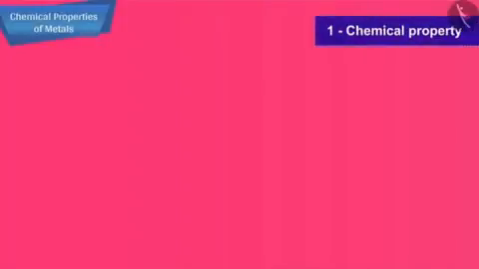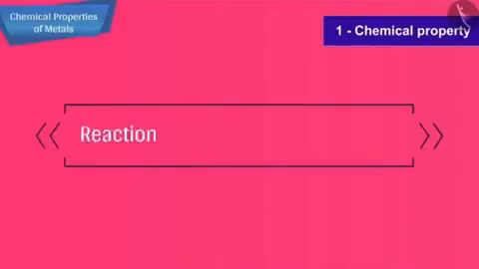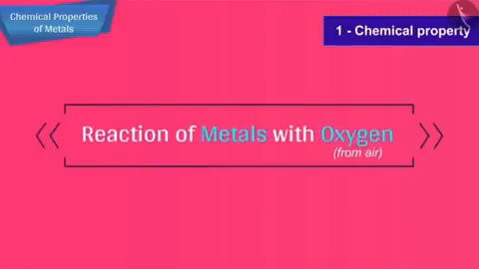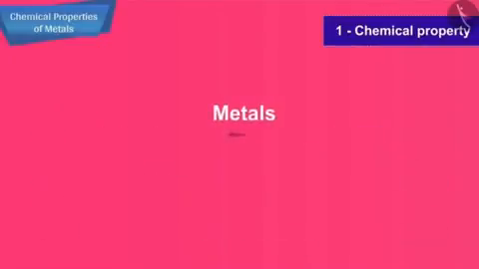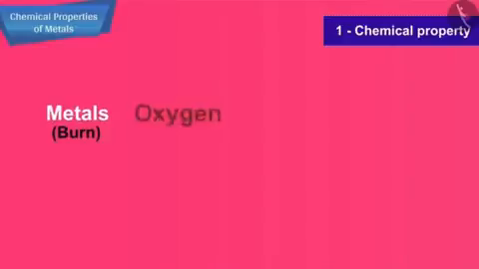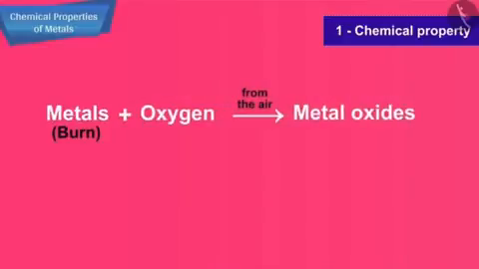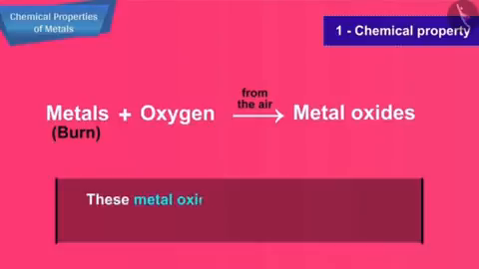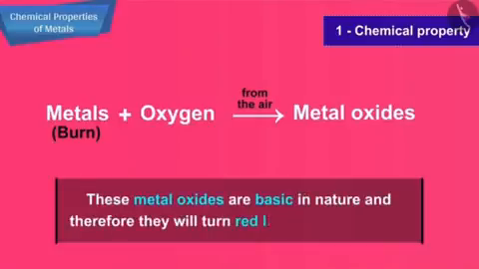The first chemical property of metals that we are going to discuss is reaction of metals with oxygen from air. When metals are burnt in air, they react with oxygen from the air to form metal oxides. These metal oxides are basic in nature and therefore they will turn red litmus solution blue.